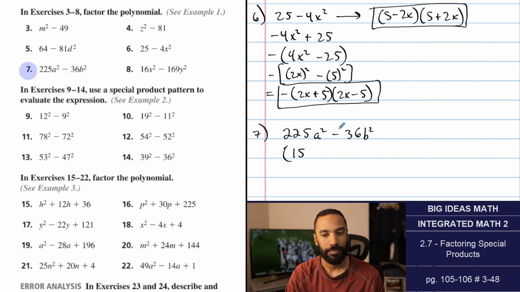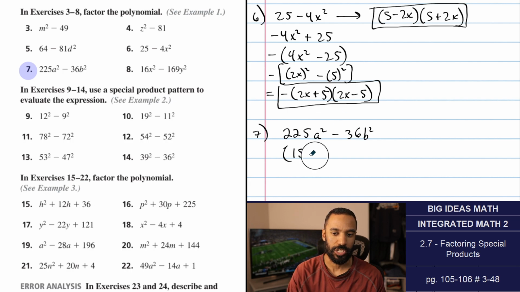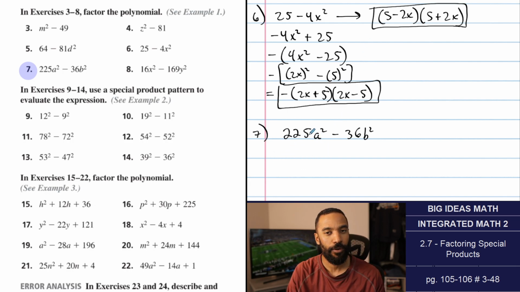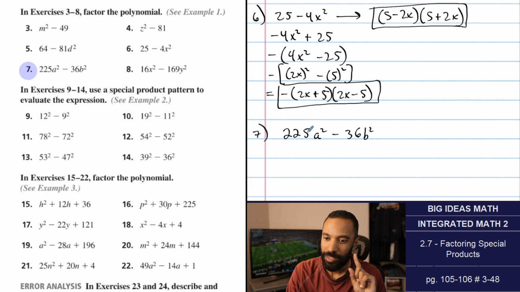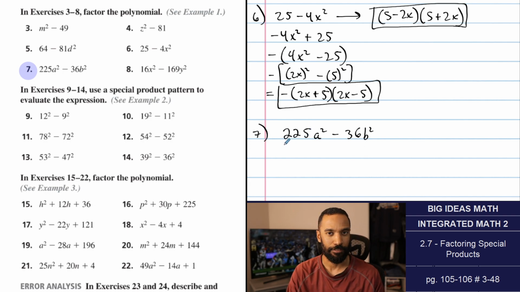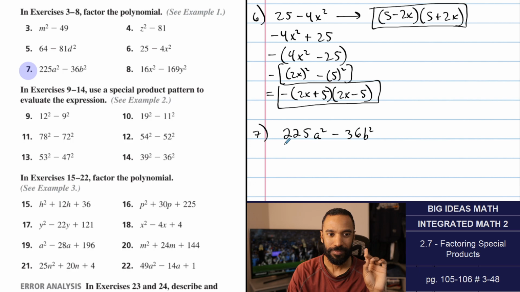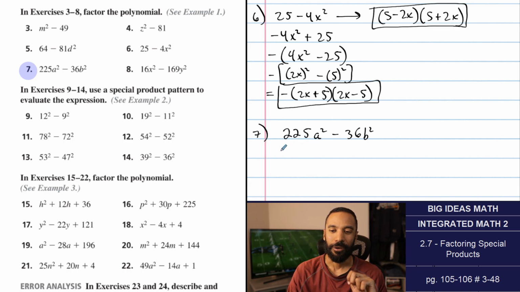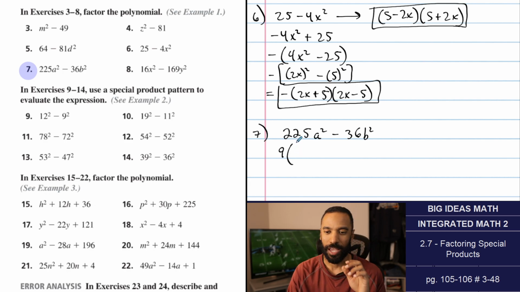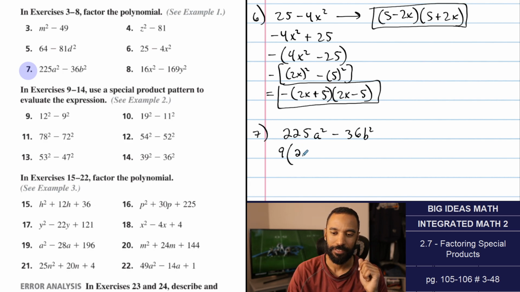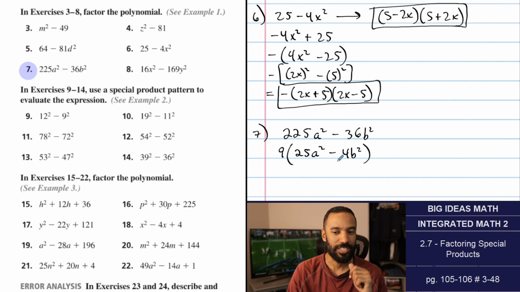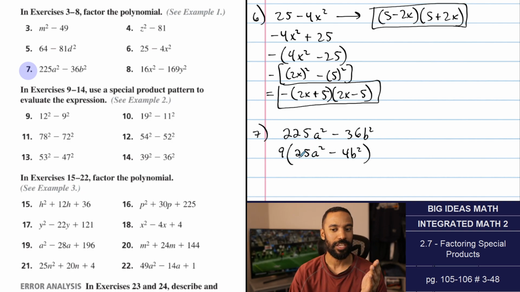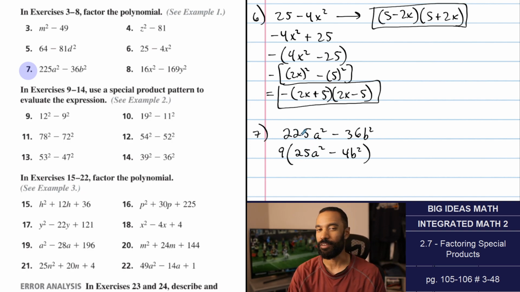Oh, I think there's a GCF. Let me go back before I move forward. I think 9 can factor out of both of these. So I think we have a common factor. I was going to say something with this, but let's try and factor out a 9. So factoring out 9 here, we get, I think, 25a squared minus 4b squared. Now, that doesn't take away the fact this is still a difference of 2 squares. This might help. Anyway, 225 is 15 squared, and 36 is 6 squared.